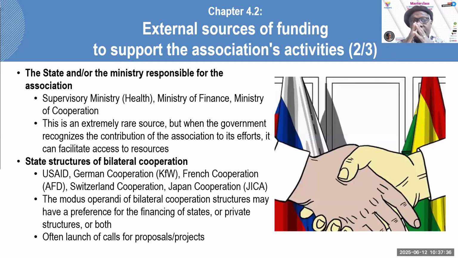So what are the external sources of funding to support the association activity, the external sources? First, we have the state or the ministries responsible for associations. When you're talking about the state, you have your tutorial ministry, Ministry of Health. But probably you need to also have a connection with the Ministry of Finance, or maybe the ministry that is in charge of associations. If you are not in the health sector, you may be in other sectors. And in most of our countries, there is a ministry in charge of associations. So those are the places where you may have the capacity to attract funding.